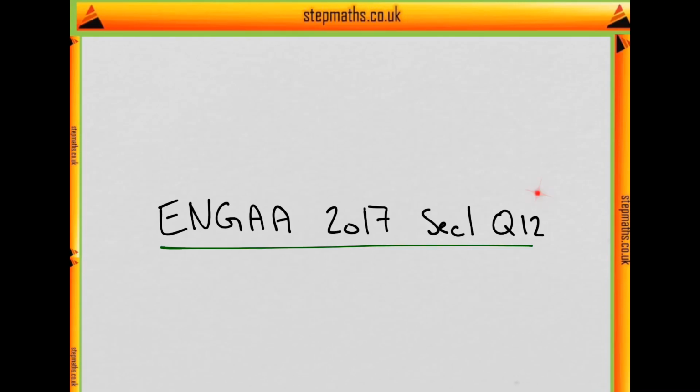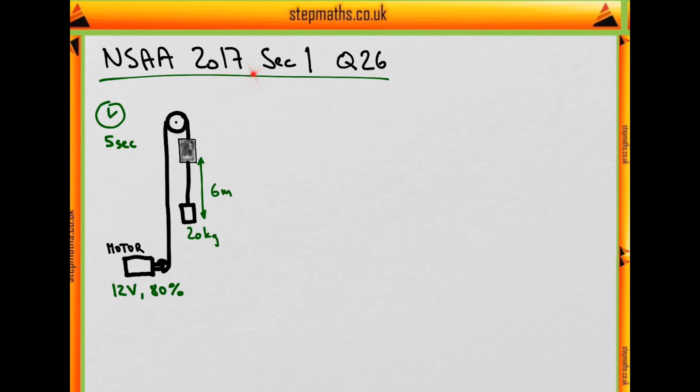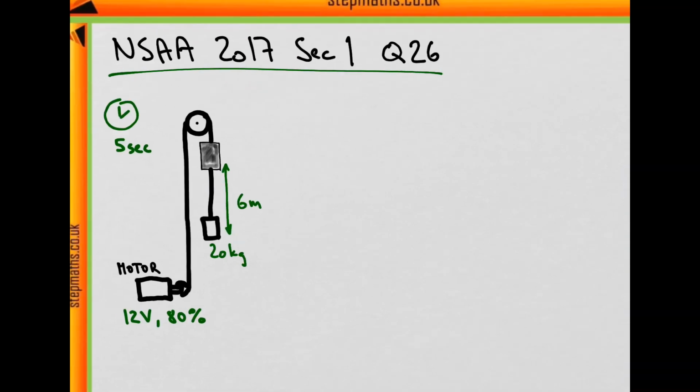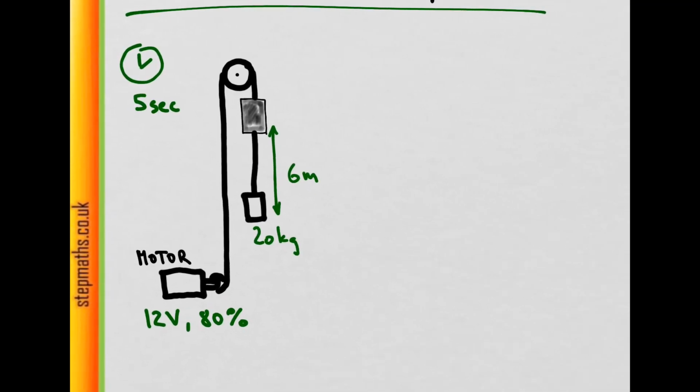This question also appears as question 12 on the Engineering Admissions Assessment. So in 2017 question 26, we can see this diagram of a system consisting of a motor, a rope and a pulley lifting a mass of 20 kilos by 6 meters into the air. 12 volts are applied across the probably electrical engine inside, and the efficiency is 80%. The whole lifting happens in only 5 seconds.